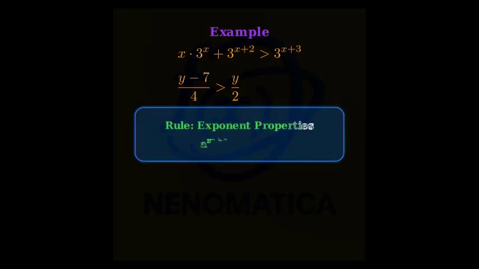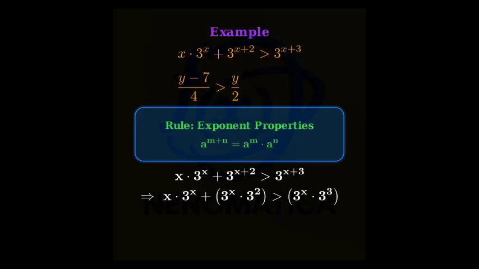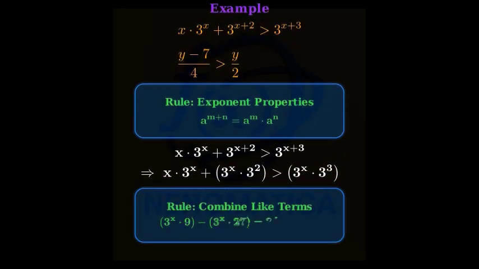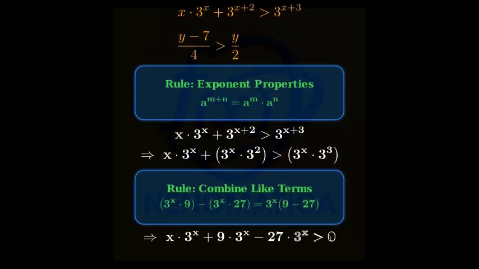Step 1. Use exponent properties. 3 to the power of x plus 2 equals 3 to the x times 3 squared, and 3 to the power of x plus 3 equals 3 to the x times 3 cubed. Step 2. Simplify and factor out the common term 3 to the x.